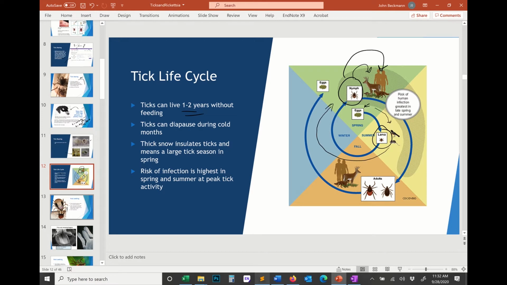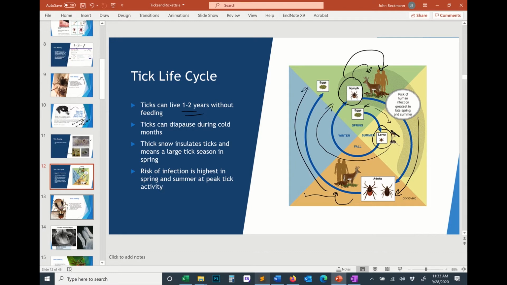Then they'll take another blood meal, they'll molt to adults, and then sometimes they'll lay their eggs right then, or they will oftentimes diapause through the winter underneath the snow and then lay their eggs. So this is their life cycle. It's a very long life cycle. Some can do it all in a year, but most are usually 2 years. So 1 to 2 years, depending on the species, the geography, the climate, things like that. That will all impact the life cycle.